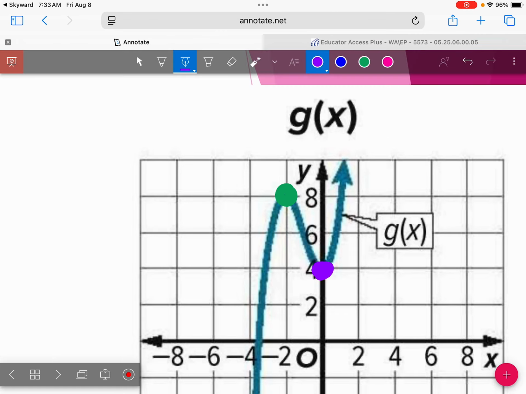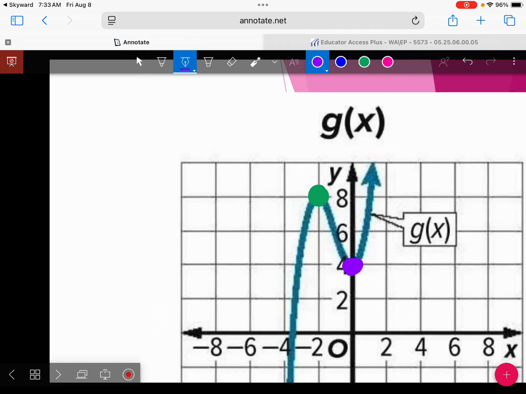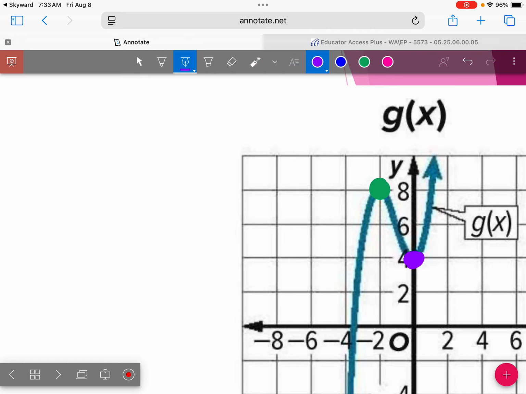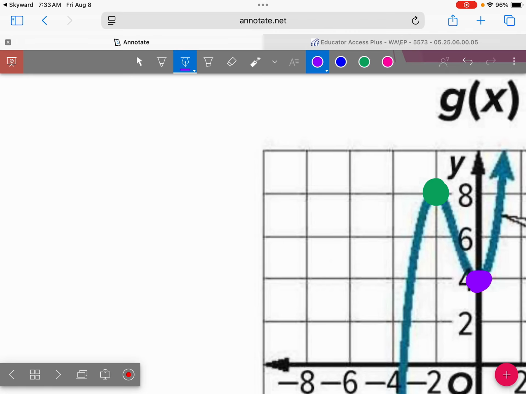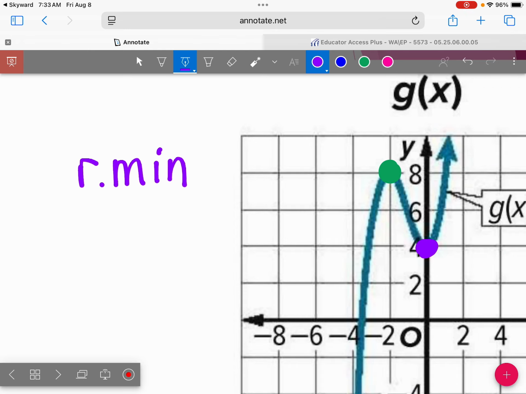So it gives us minimum-ish. It's just not absolute minimum. So that is a relative minimum. It's relatively low. So we're going to have a relative min, which we tend to put R min. And we're again going to put it as a point. The x value is 0. Our y value is 4.